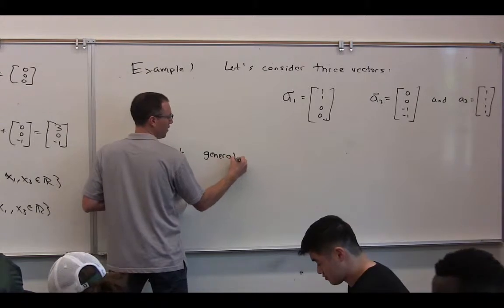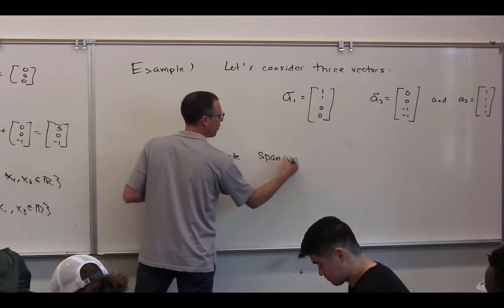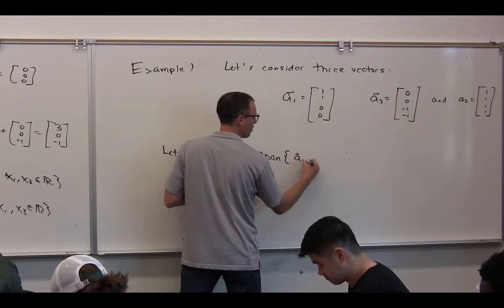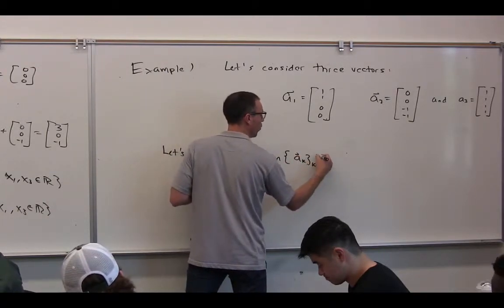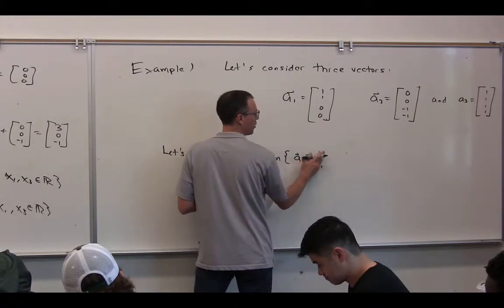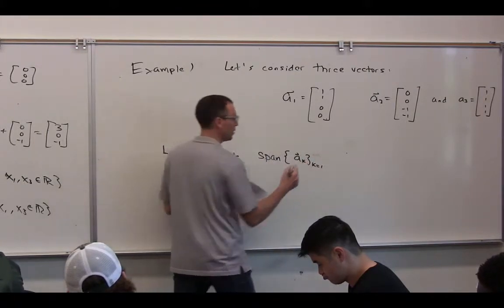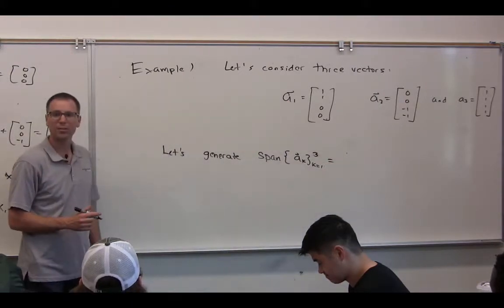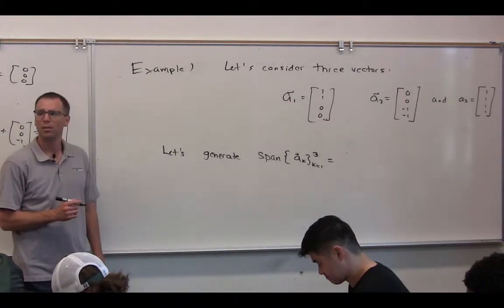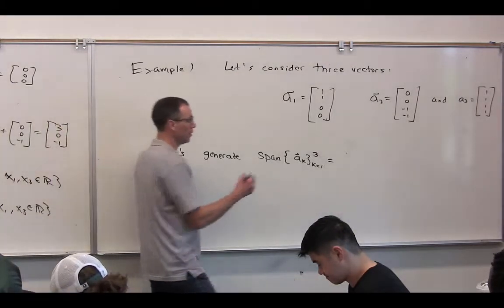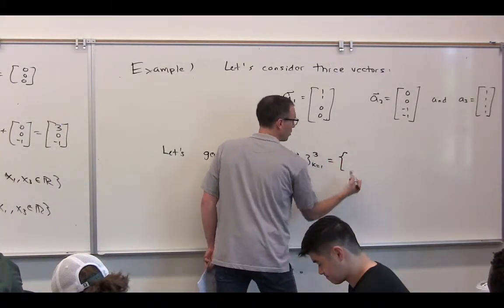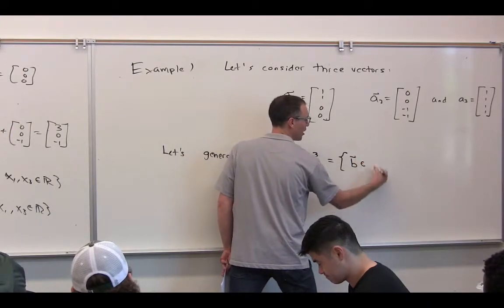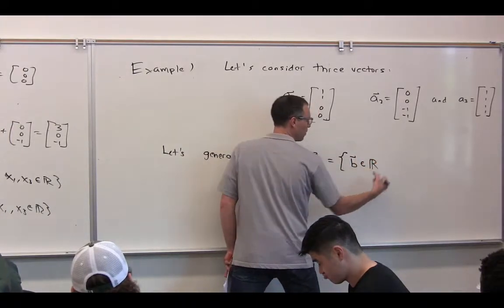Let's generate the span of these vectors. We'll call them the span of AK, from K goes from 1 to, in this case, what's the highest index there? 3. What's the span of those vectors? So the span is going to be the set of all vectors B such that what is true? How big is B?